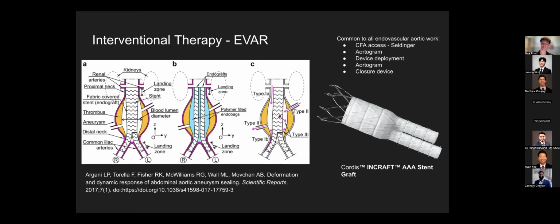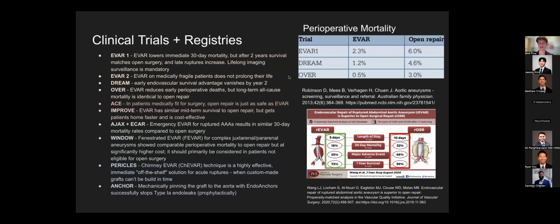And then this is just one example of what these grafts look like. This is a Cordis Incraft AAA stent graft. This is a very comprehensive slide. I included as many trials and registries as I possibly could. I'll talk about them quite superficially. I don't want to go into too much detail. If they're highlighted the same color, that means that they showed very similar results.